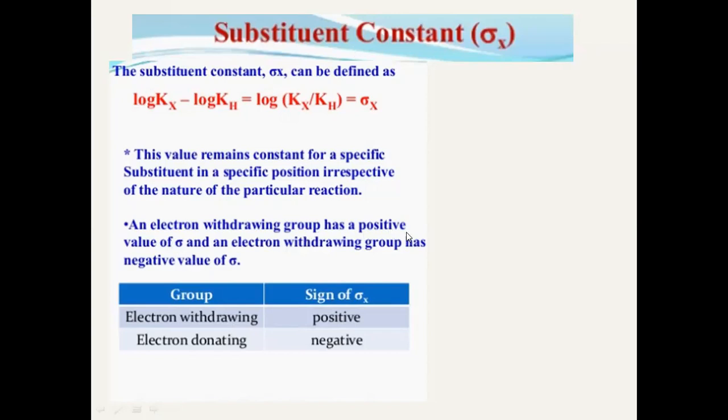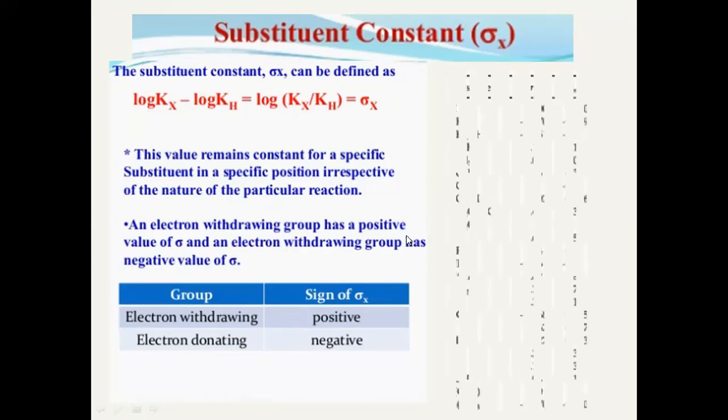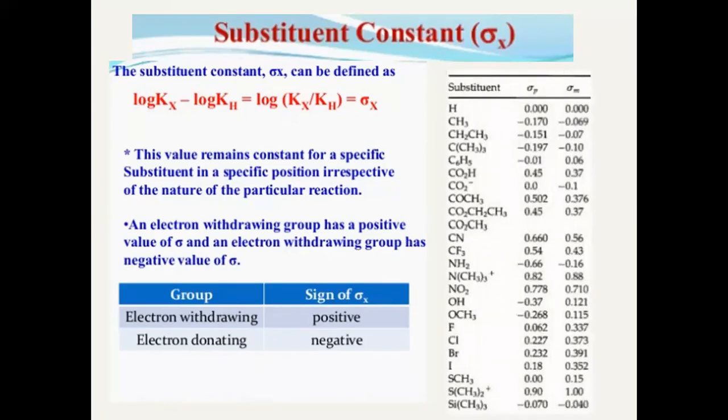And the most important striking point, you must remember this table. Electron withdrawing groups have positive sigma, and electron donating groups have negative sigma. That's all. These are very important. See, these are the values here. Very interesting point.